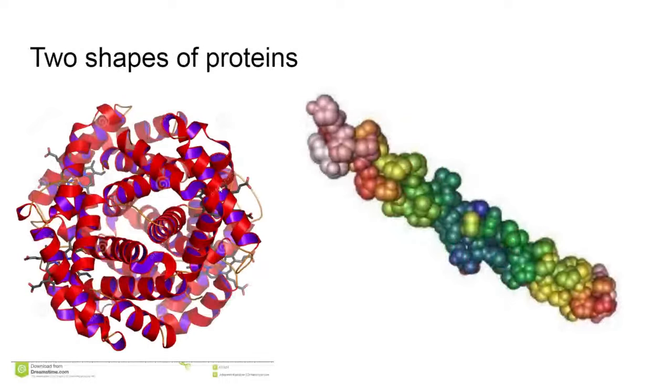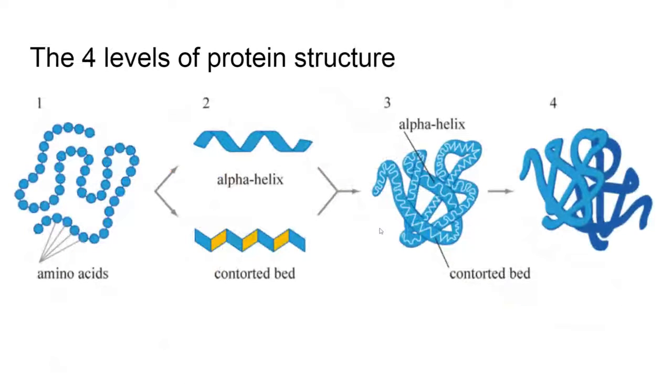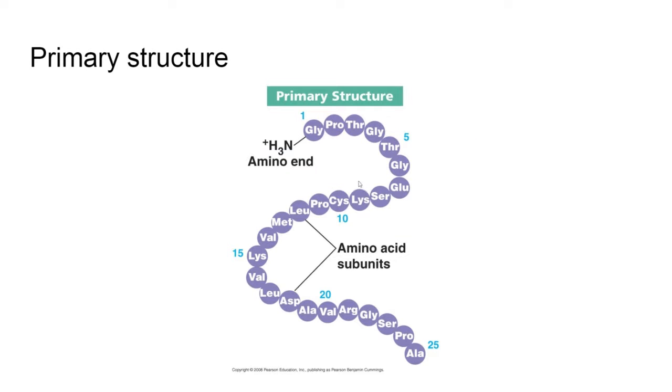So there are two different shapes for proteins: globular proteins, which are circular, and fibrous proteins, which are usually more straight looking. There are 4 levels of protein structure: primary, secondary, tertiary, and quaternary. And we're going to go more in depth on those.